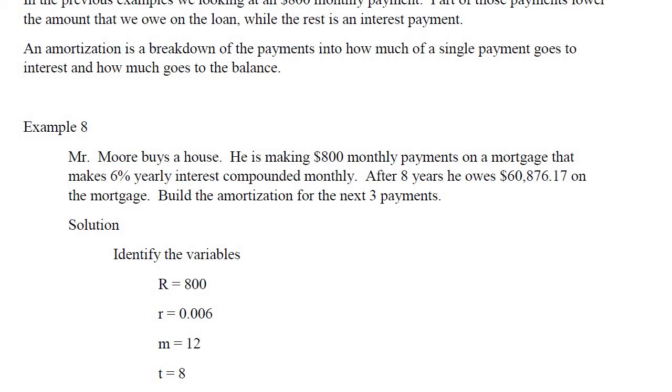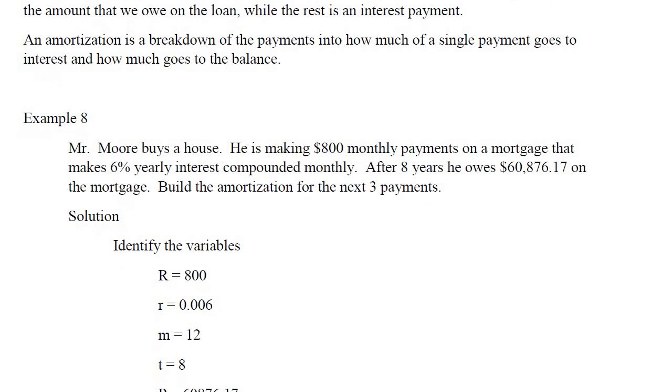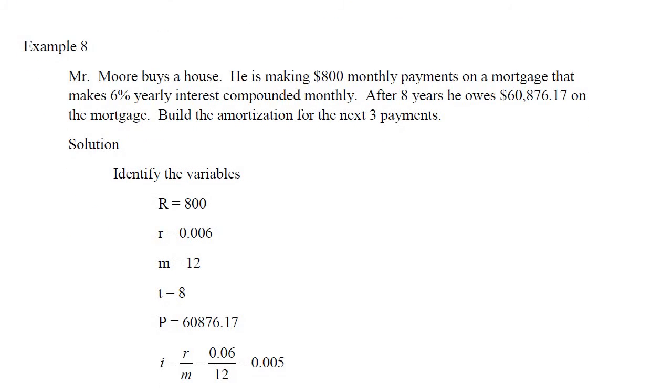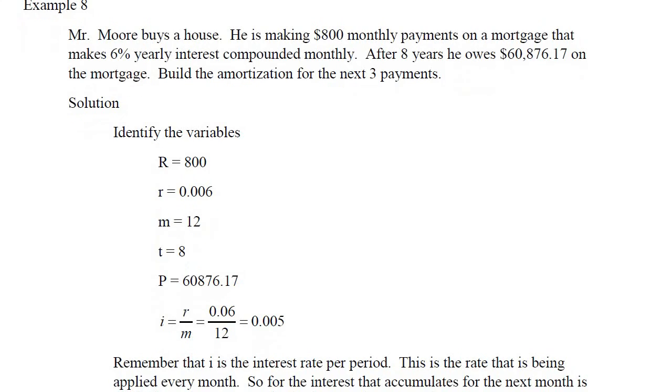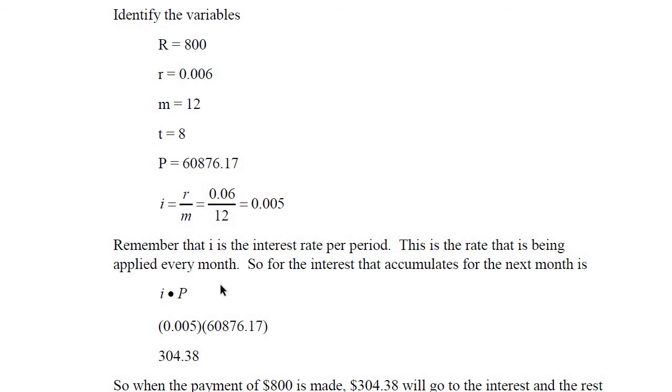So we need to identify our variables. Capital R is 800, little r is 0.06, M is 12, T is 8. So my capital P is $60,876.17. To calculate i, i is equal to r divided by m, which is 0.06 divided by 12, and that's equal to 0.005. Remember that little i is the interest rate per period. This is the rate of interest that is being applied every month.